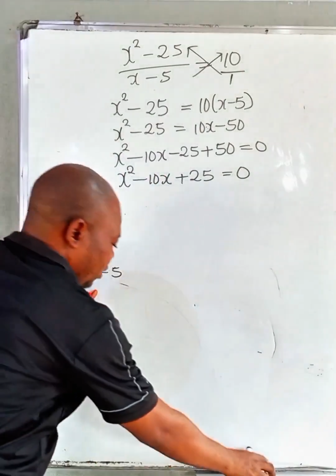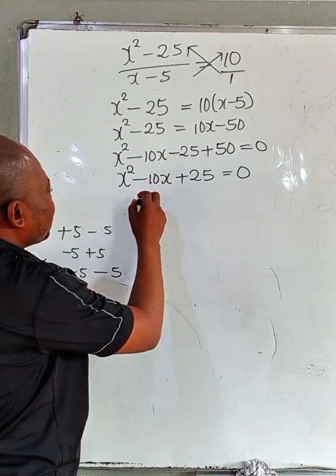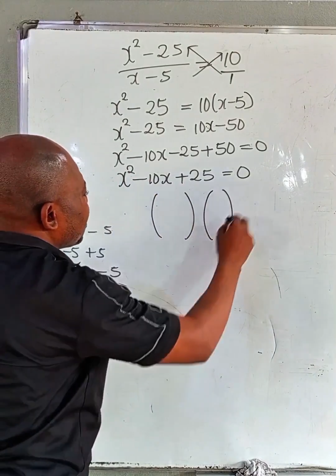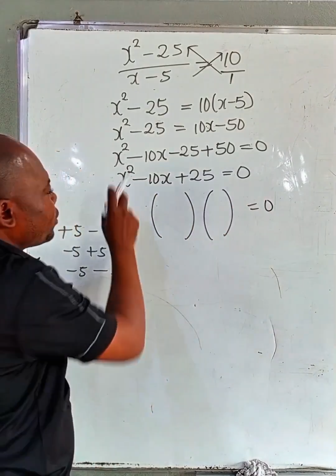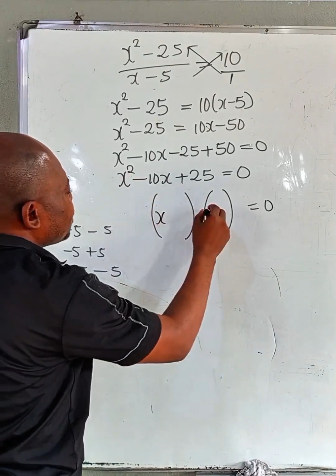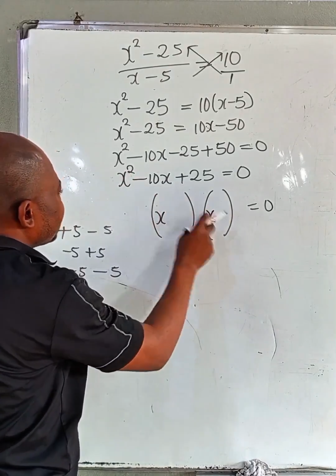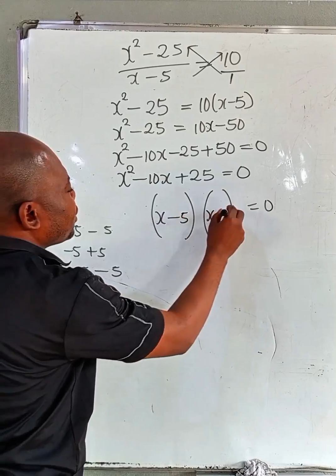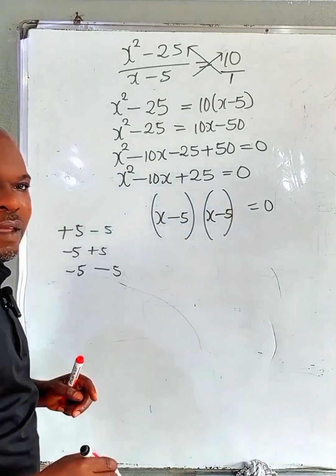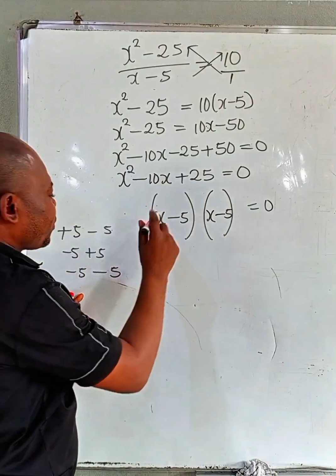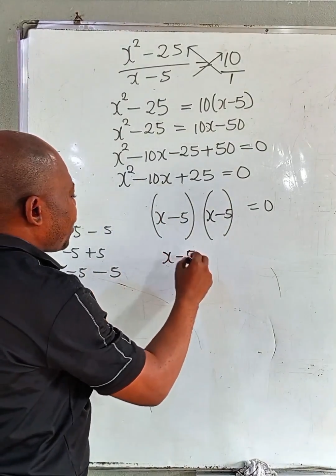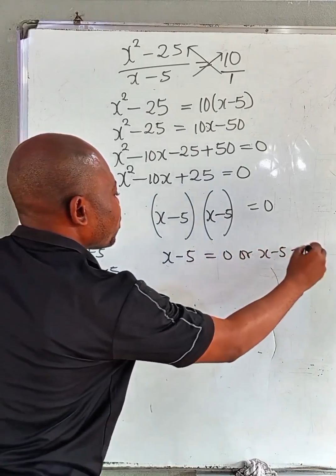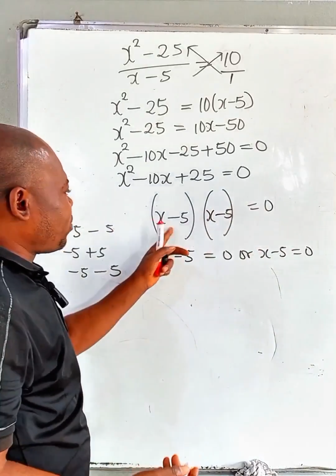So we're going to be using this. In place of this, we create 2 brackets and equate them to 0. This x is here, and this one is here. x times x will give us x squared. Then we pick this negative 5, negative 5. It means that if x minus 5 is equal to 0, or x minus 5 is equal to 0. So that is what it means.